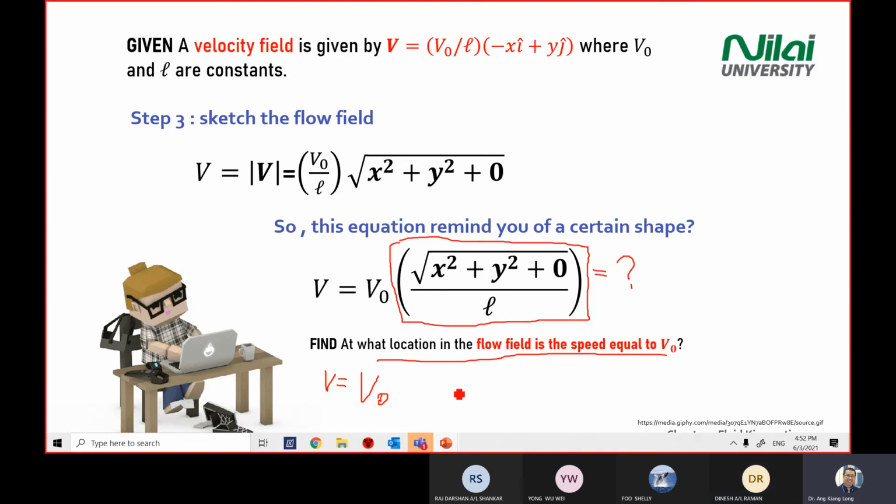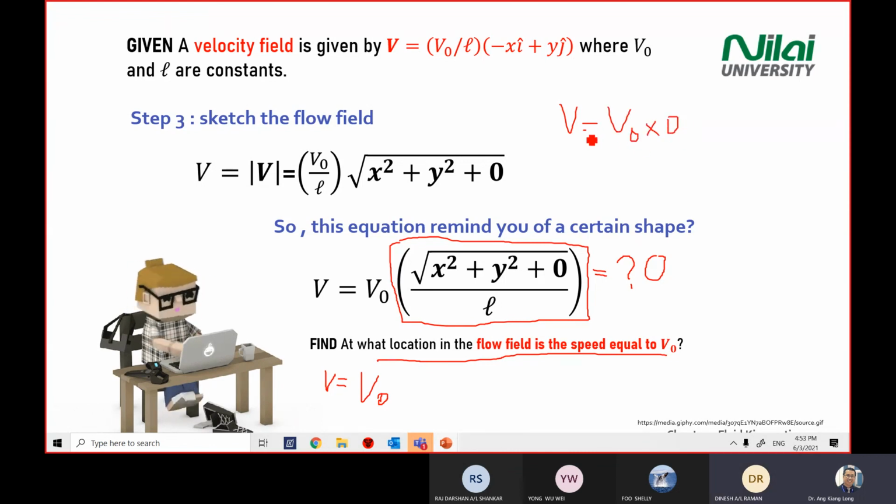Rod, stand by your answer. The next one I'm going to ask you. Should be 0, right? 0 equals 0. Why equals 0? Okay, I ask you a question. You will say 0. V equal to V0 times 0. What do you get? You get what? 0. You get 0.